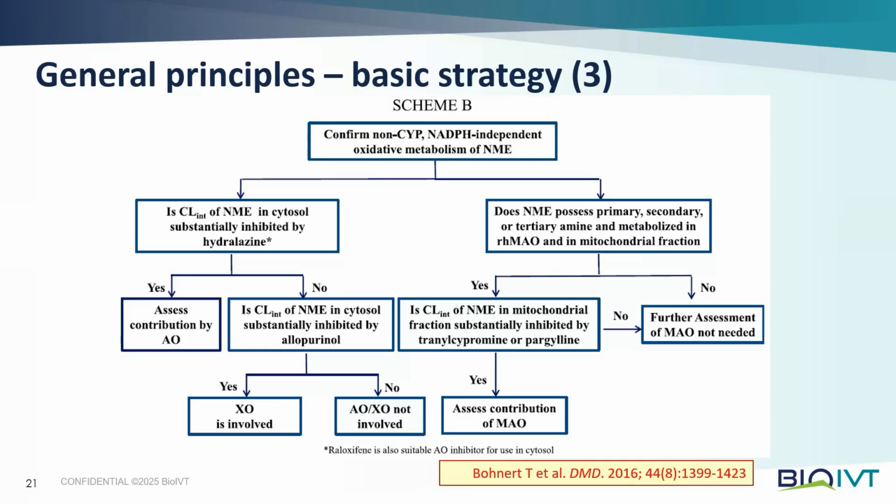And on the other side, you have primary, secondary, tertiary amines that are metabolized in mitochondrial fraction, or recombinant MAO. And if yes, then you can look within the mitochondrial fraction. And if you do see inhibition by the two mentioned inhibitors, then there are others for MAO-A and MAO-B. You can assess the contribution of monoamine oxidases.